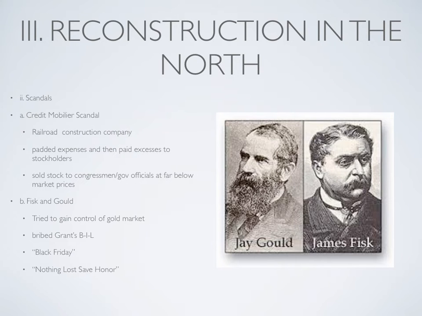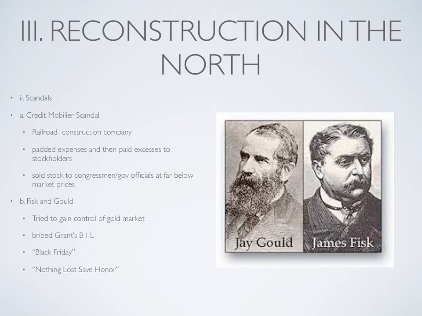Okay, so these are some of the scandals that take place during Grant's time as president. The first scandal is the Credit Mobilier scandal, and this involves a railroad construction company that was padding expenses. They were saying things cost more than they actually did, and then they would take the excess of that amount and pay it to their stockholders. They sold stock to congressmen and government officials way below the market prices, kind of like a bribe.